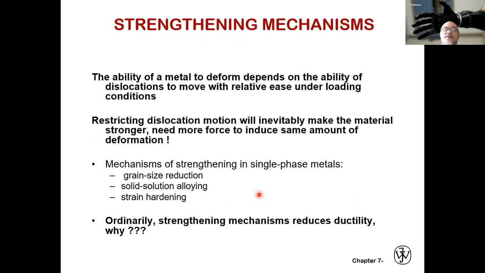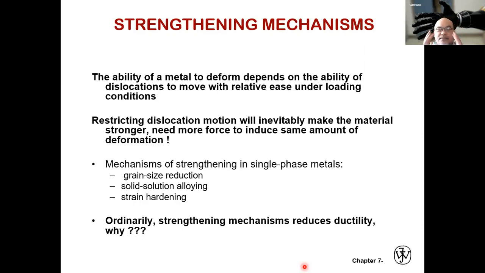Okay. So we have seen how deformation occurs from the motion of dislocation. And now, based on the rolling, we can also change the crystalline structure shape. Can we exploit this property to strengthen the material? The ability of a metal to deform will depend on the ability of the dislocation to move with relative ease under loading conditions.